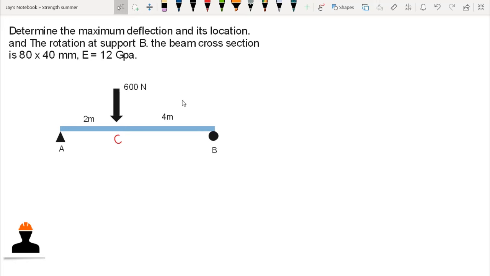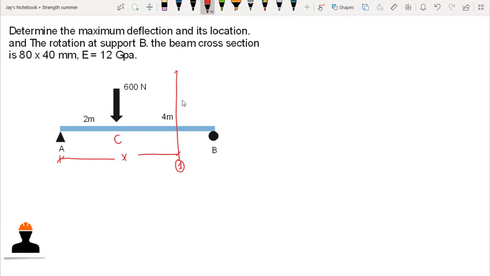Now, in the Macaulay method, we just need to cut this beam into one section, and that section will be taken from the farthest segment from our reference point, and our reference point here is A. So our cut section here could be taken at this point. Let's say this is our cut section 1. This is x distance from A.